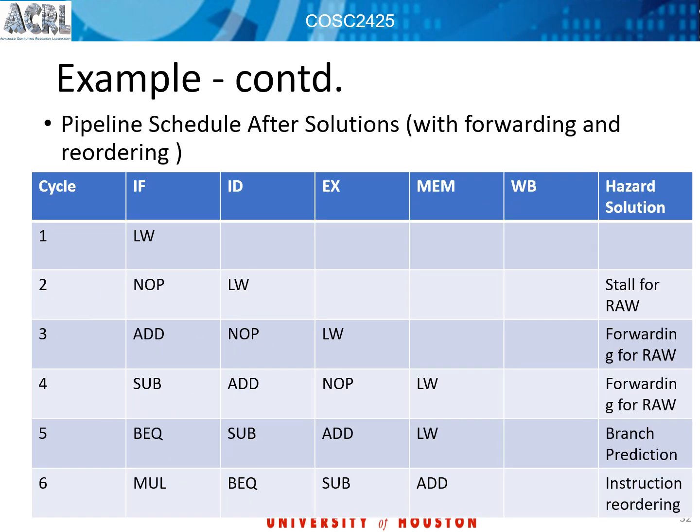And so in order to find the solutions for these hazards, is exactly what we said earlier. Either you do stalls, forwarding to alleviate the dependency, the true dependency, or you do branch prediction or reordering.